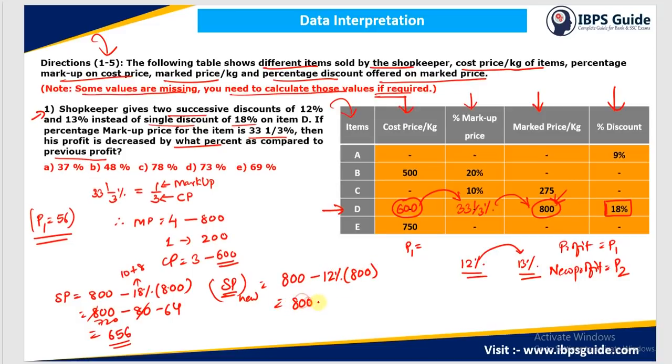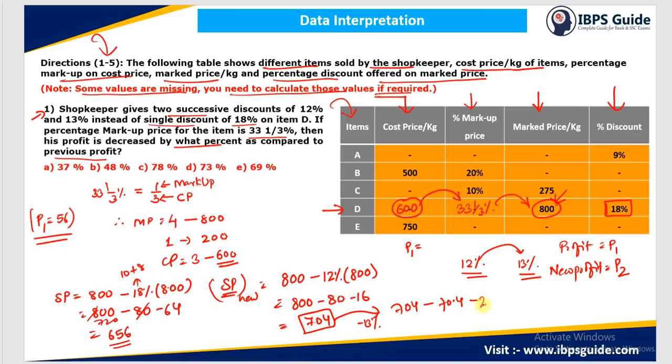This is 800 minus 10% is 80 plus 16. So 96 I have to subtract. So this will be 704. So after 12% discount, my SP will be this much. But again I am giving 13% discount. So again I have to subtract this 13% from here. Now 704, 10% is 70.4. And 3%, 1% is 7.04.